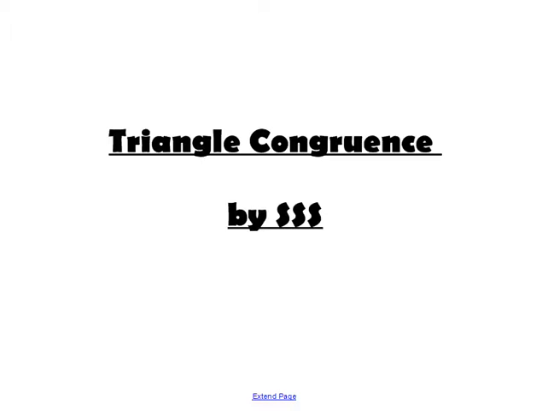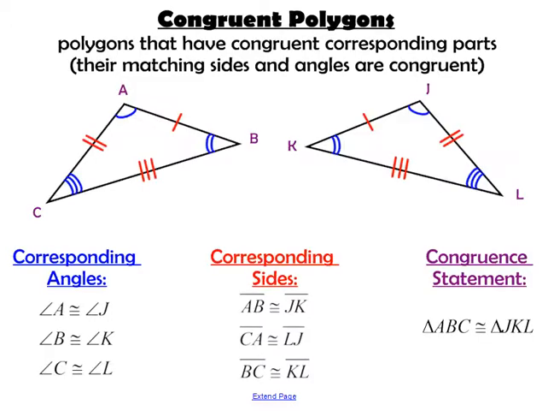Triangle congruence by SSS. Previously we talked about how when you have congruent polygons, you need to know that every single side of one corresponds to and is congruent to another side of the other polygon. And then every single angle has to correspond and be congruent to another angle in the other polygon. Then when all the angles and all the sides are corresponding, then you can write a congruent statement.